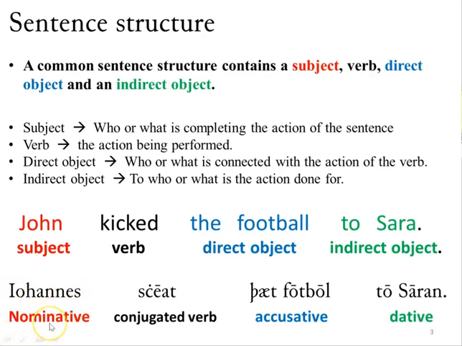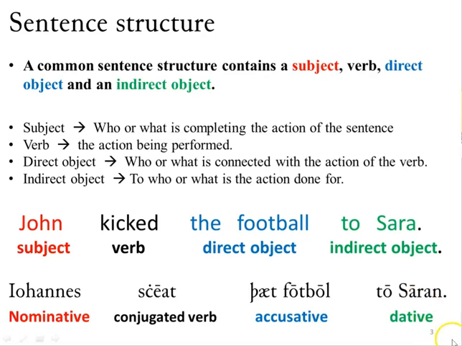Johannes is in the nominative. He is the subject. Shared is the conjugated verb, third person, present tense, singular. That football is neuter, and this is the accusative. The direct object is always in the accusative, and the indirect object is always in the dative. So Sarah is the experiencer of all this. She is to whom the ball is kicked. She is in the dative. And the to, the preposition there, gives you a hint that this is in the dative.